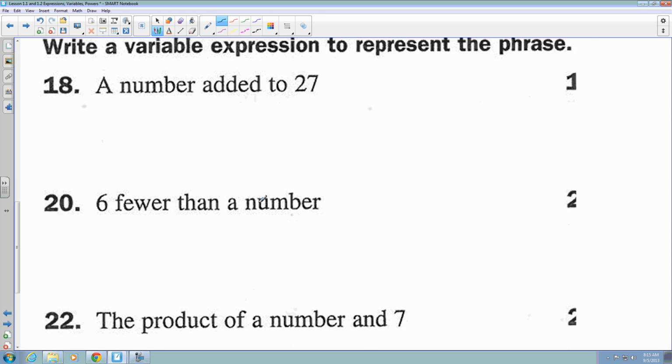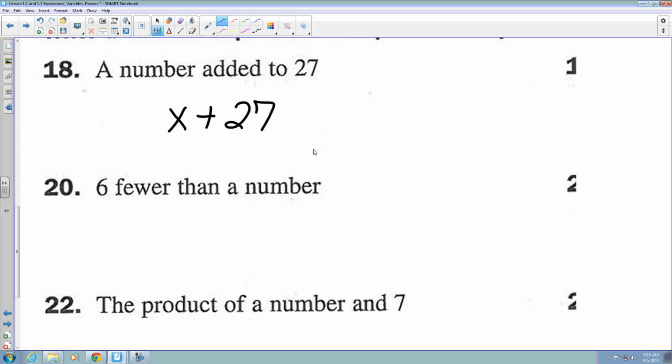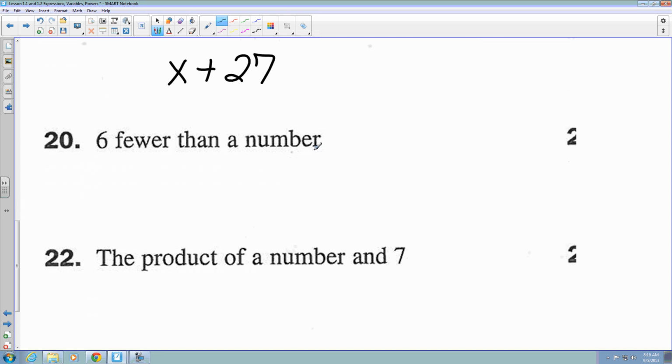Last thing I have here for section 1.1 is kind of just an additional practice from what we had on the previous page. So from here I have a number, which is a variable, added to 27. So a variable added to, so that's addition, 27. These are all expressions, so that means that they do not have an equal sign. Number 20 is where it's a little bit of the wrinkle. It says 6 fewer than a number.